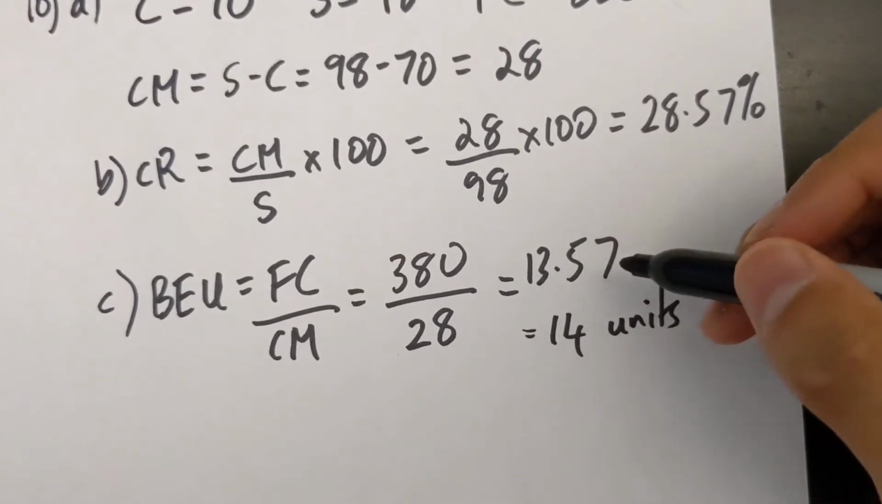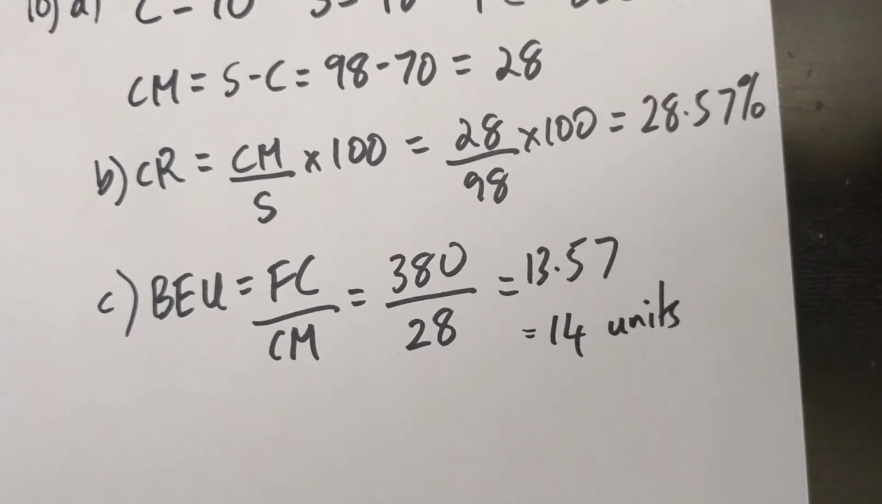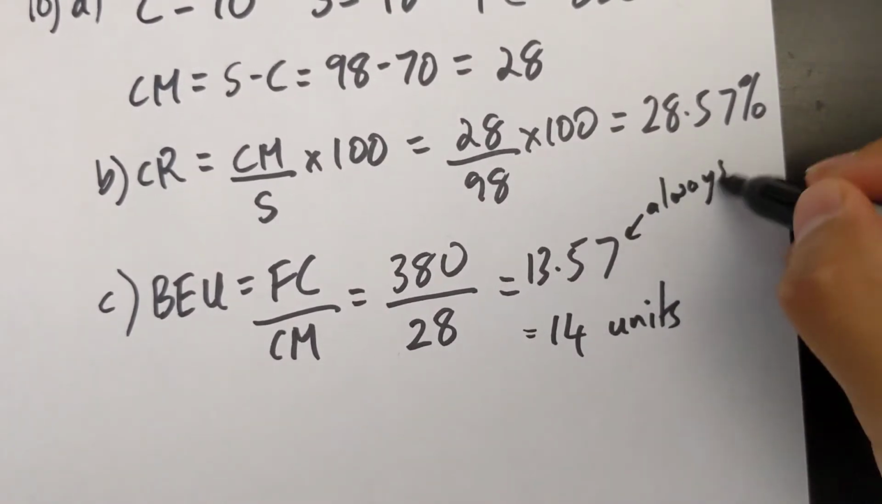You can never ever round break-even units down, because if you round this down to 13, you're still at a loss. You've never broken even. So make sure that you always round up no matter what you get here.